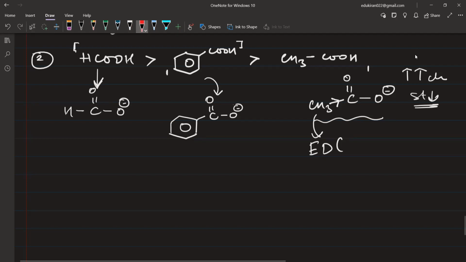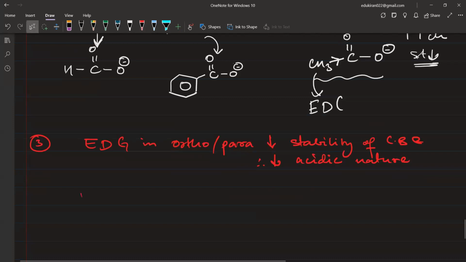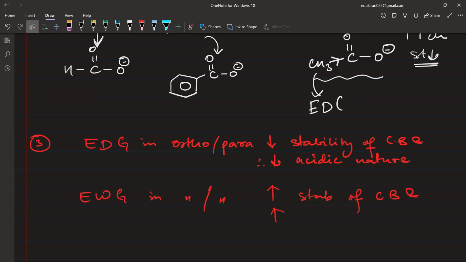Also, one more thing, electron donating group in ortho para decreases stability of conjugate base and therefore decreases acidic nature. उसी तरह से electron withdrawing group in ortho or para increases stability of conjugate base, and it also increases the acidic nature.